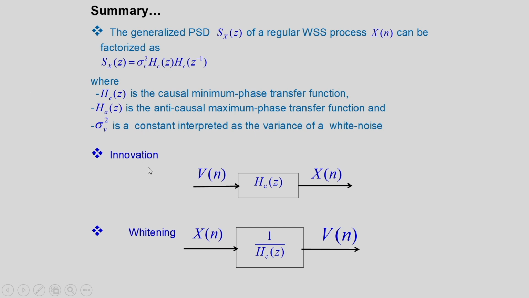From this spectral factorization, we have the innovation representation of a regular WSS random process, where Xn is obtained as the output of a filter of transfer function HC(z) with the innovation white noise Vn as the input. That is the innovation representation of a random signal. Similarly, we can whiten a random signal Xn. If we pass it through the inverse filter 1 by HC(z), we will get Vn. This is the whitening of Xn to Vn.